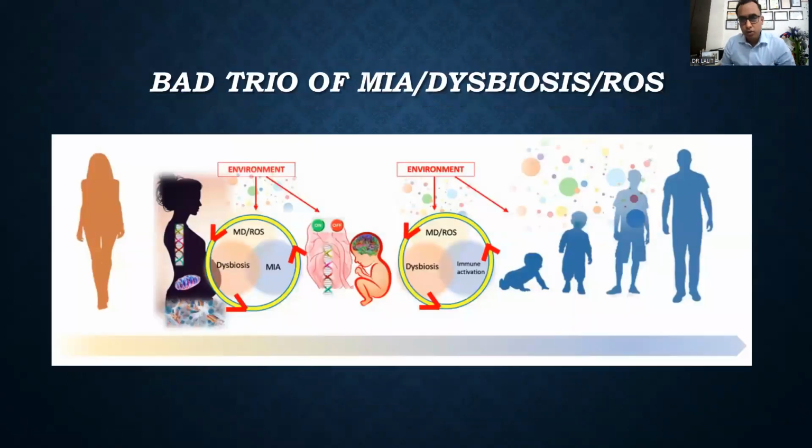So this is the bad trio of MIA, dysbiosis, and ROS. Environmental factors in the mother in utero, for various reasons, cause MIA, maternal immune activation, which in turn activates a cascade pathway that causes gut dysbiosis. That gut dysbiosis in the mother causes epigenetic changes in gene expression, that is DNA methylation, and ROS, that is reactive oxygen species, so free radical production goes up and redox potential values go down. This typically gets transmitted to the fetus, and then it can present in later life as phenotypic ASD.